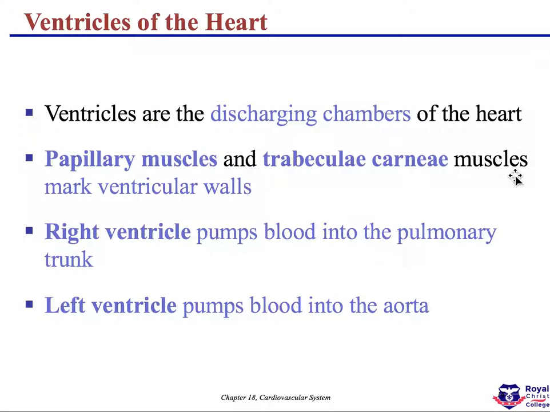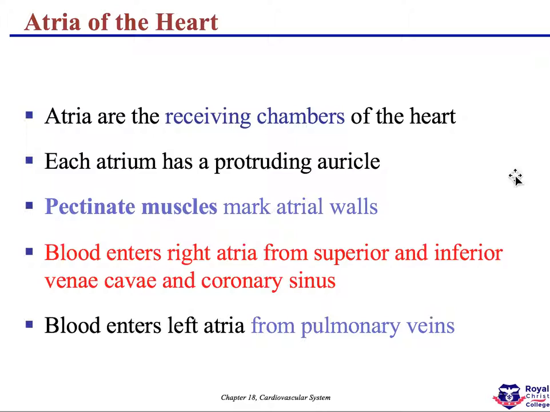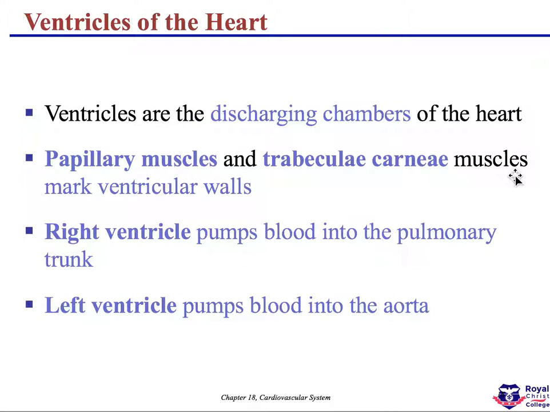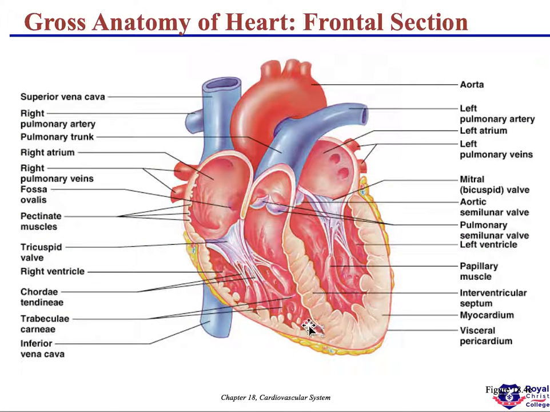So the ventricles are the discharging chambers of the heart. Papillary muscles and trabeculae carneae mark the ventricular walls. In terms of muscles, when you talk about the atrium, we saw in the previous slide that it is the pectinate muscles that form the atrial walls. But for the ventricular walls, it's the papillary muscles or the trabeculae carneae, those groove-like muscles shown here, which form the ventricles.